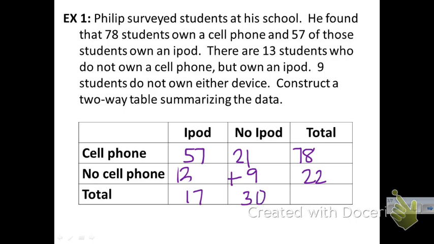I just realized I have the wrong numbers right here. 70. And then we can either add down to get 100 or add over to get 100. That's one way to check to make sure your numbers are right. If you add over by your row and you add down in the total columns, those should give you that same number in that box at the bottom.